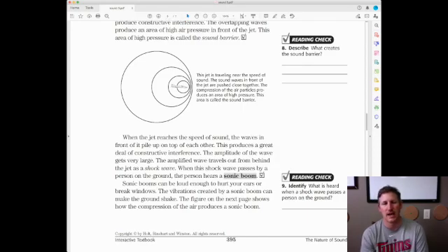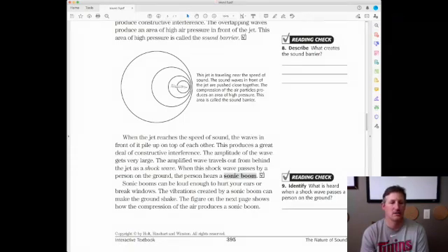Okay, a sonic boom. When you hear a sonic boom, that means the jet just broke the sound barrier. Sonic booms can be loud enough to hurt your ears or break windows. The vibrations created by a sonic boom can make the ground shake. The figure on the next page shows how the compressions of the air produce a sonic boom.